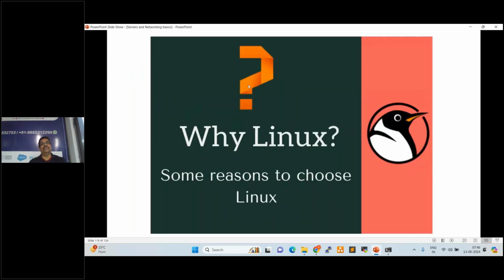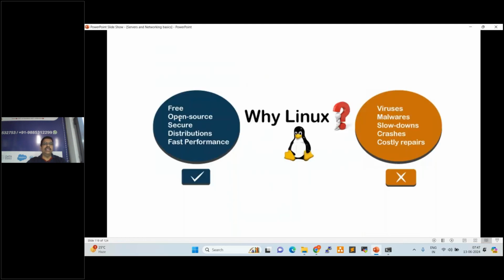So why Linux? Why do project teams always use Linux on the server side? What are the advantages here? See here. It is free, open source, secure, so many distributions are available, and very fast performance compared to Windows. No viruses, no malware, no slowdowns, no crashes, no costly repairs. Viruses will not affect Linux servers. Malware means different types of threats, which will not affect the servers. Linux servers will not crash, right? We don't see any costly repairs compared to Windows. That is why most project teams use Linux operating systems. Clear, right, everyone?